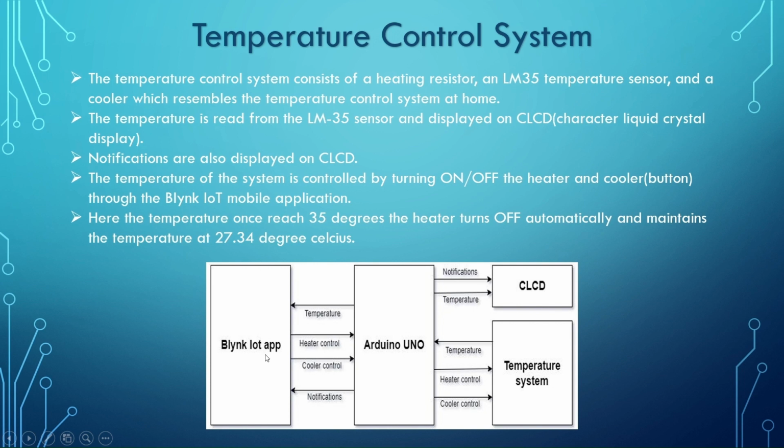This is the diagram for the temperature control system. It contains the Blynk IoT application, Arduino Uno board, CLCD, and temperature system. The temperature is read from the temperature system and that information is passed on to the Arduino Uno and then to the Blynk IoT application. The Blynk IoT application is used to control the heater and cooler, and that information is passed on to the Arduino Uno and then to the temperature system. And according to need, the heater and cooler are turned on or off. The Arduino Uno displays notifications and the temperature value on the CLCD. It also displays notifications on the Blynk IoT app.